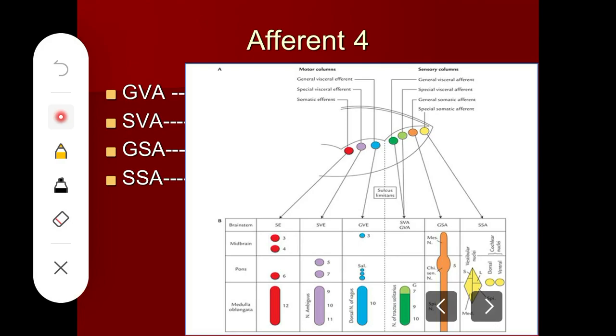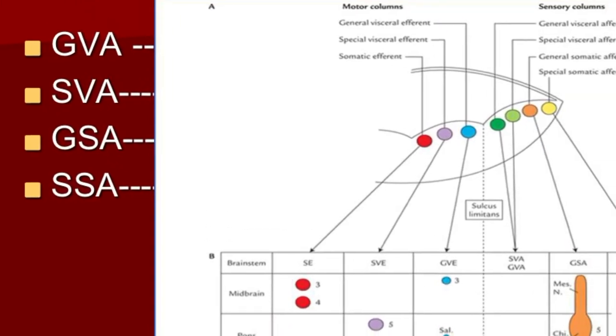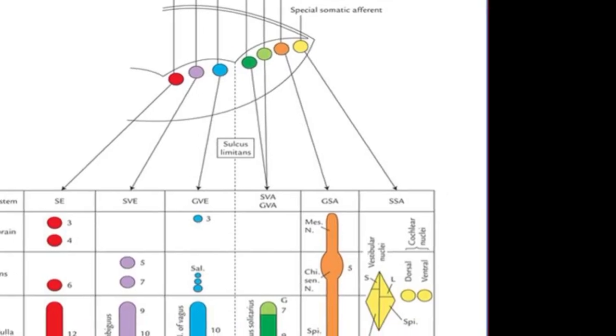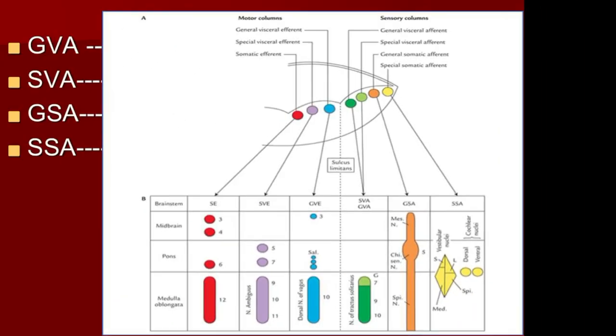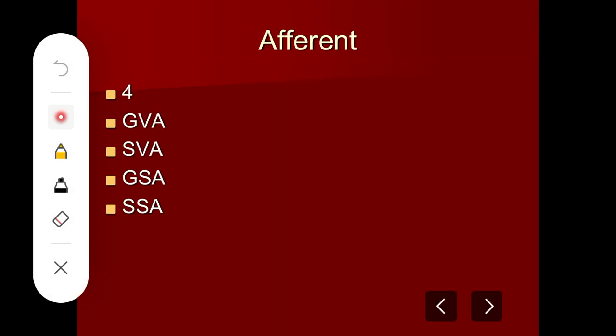One is GVA, general visceral afferent. Then you have got SVA, special visceral afferent. Then GSA, general somatic afferent, and SSA, special somatic afferent. Fine. So once you know the details of each, read that: the GVA, SVA, GSA, and SSA.